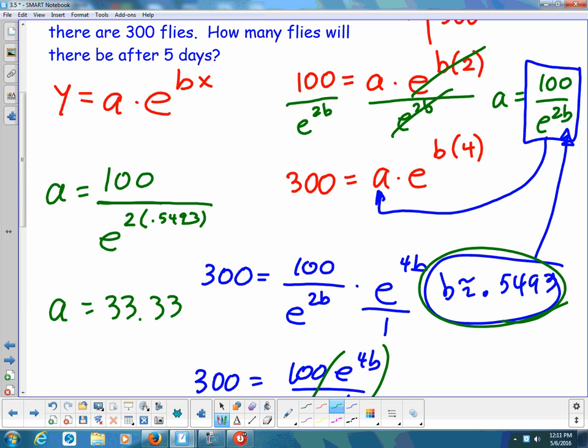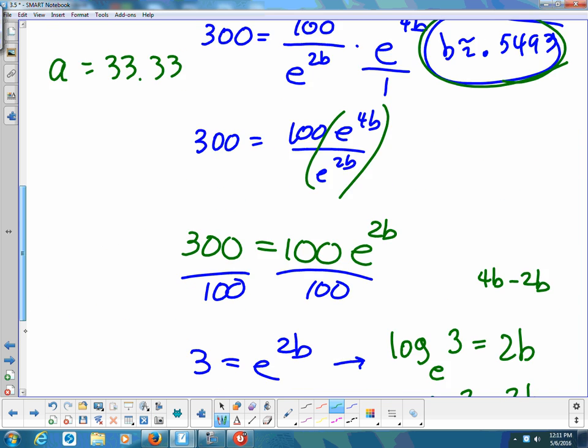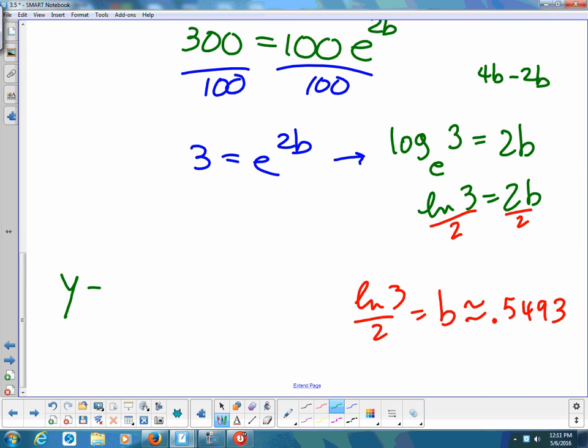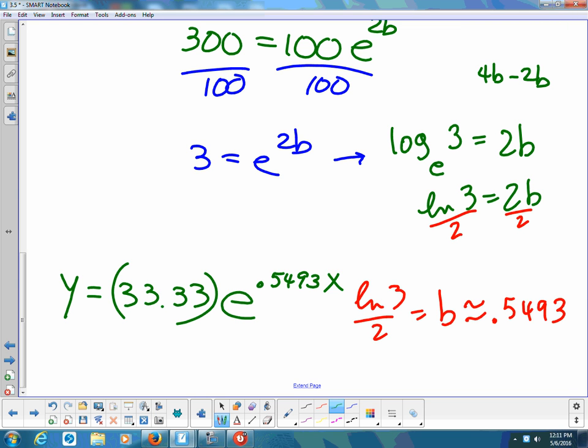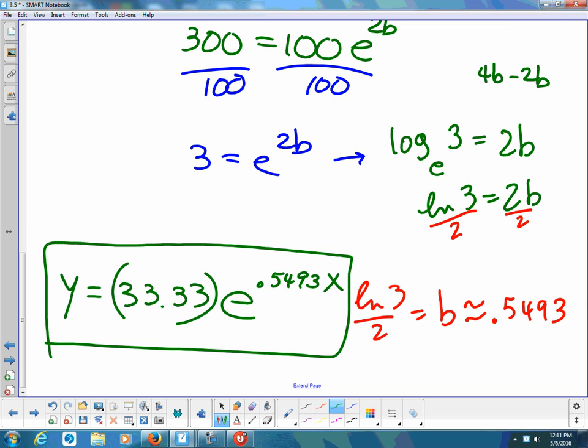So I'm going to plug those values in the correct places. And so our model is going to look like y equals 33.33 times e raised to the 0.5493 x or t, whatever variable you're choosing to use. Are we okay with this? And then we do 5 days.